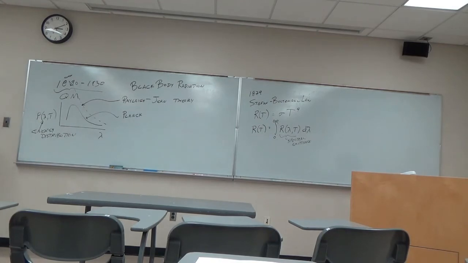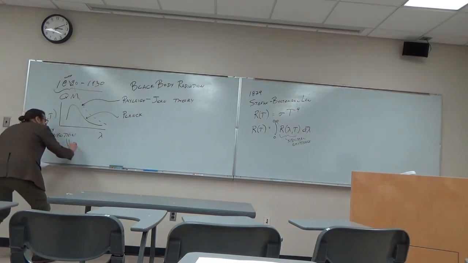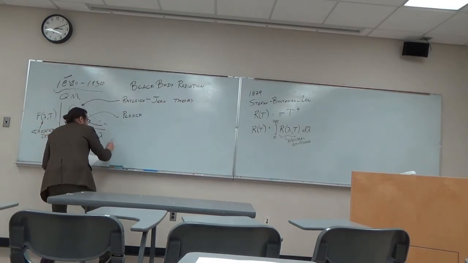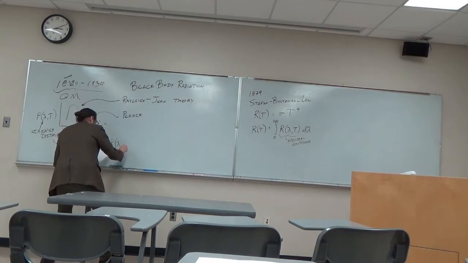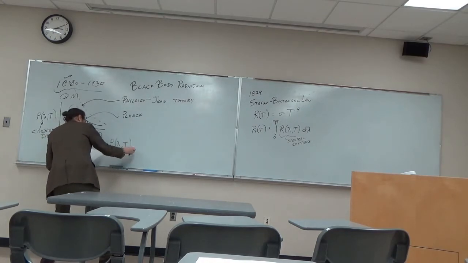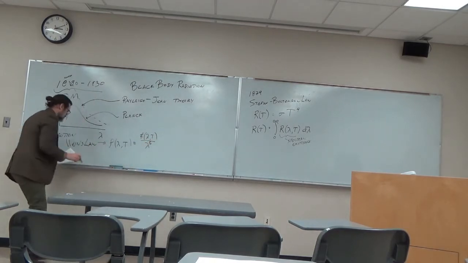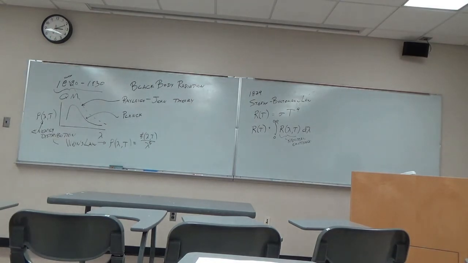This energy distribution obeys what's called Wien's law, which really says that the energy distribution as a function of wavelength and temperature goes as some function of the wavelength and temperature divided by the wavelength raised to the fifth. So that's Wien's law. These are empirical, and any theory we have needs to match these.